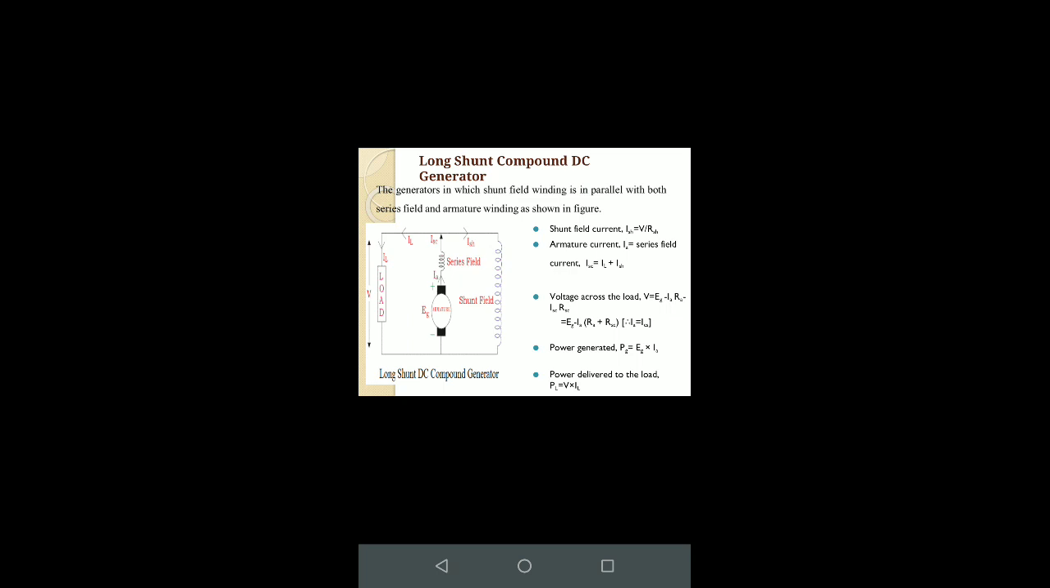Voltage across the load V will be equal to EG minus IARA minus ISE into RSE. And if you observe, that will be equal to EG minus IA of RA plus RSE, since the armature current is equal to the series current. The power generated PG will be equal to EG into IA, and the power delivered to the load will be V into IL, that is PL equals V into IL.